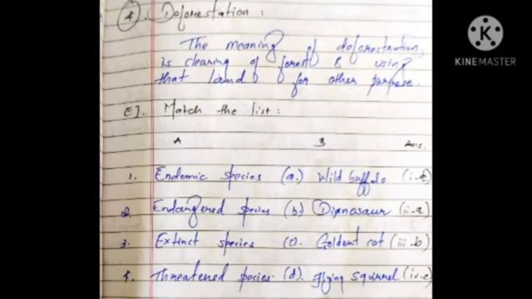Now talking about match the list. In part A, there is endemic species, second is endangered species, third is extinct species, and fourth one is threatened species. Part B, wild buffalo, dinosaurs, golden cat and flying squirrel.